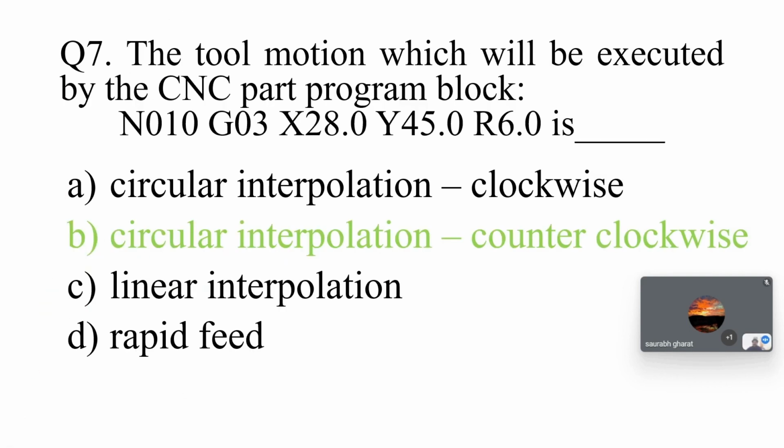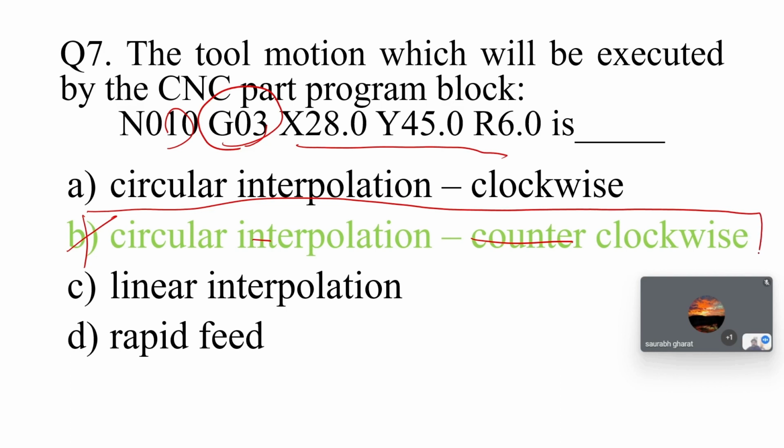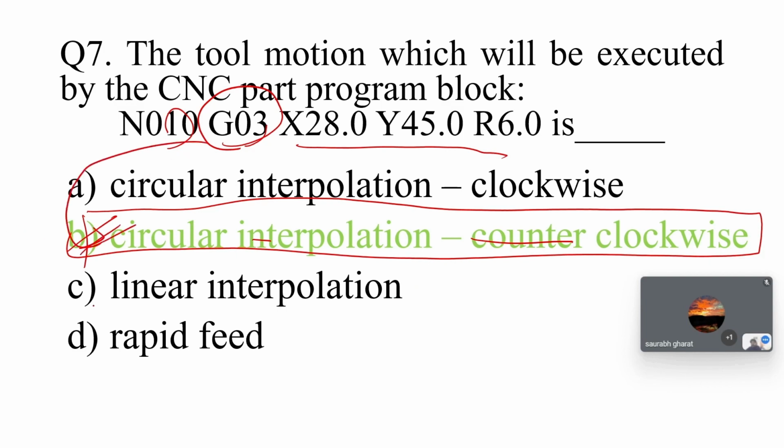The tool motion executed by the CNC part program block: you know that G03 means circular interpolation, counterclockwise. The XY values are given as per the options, but G03 is the only main factor here. I told you to go to the tables in the slides and standard literature, where you will get that G03 is related to circular interpolation, and counterclockwise, which is more important.